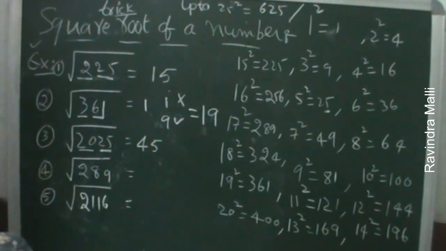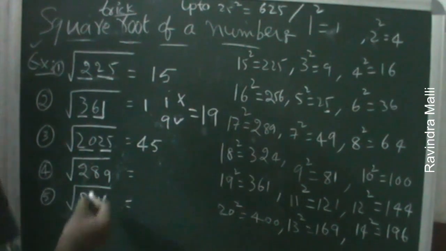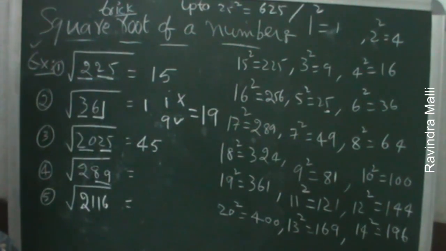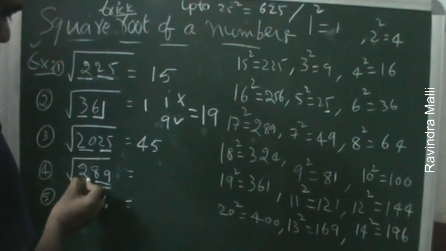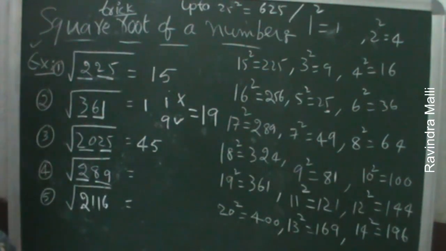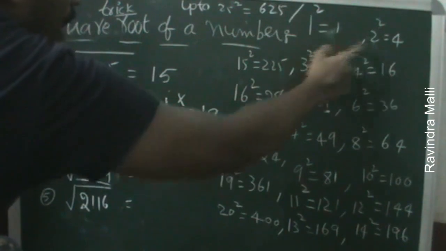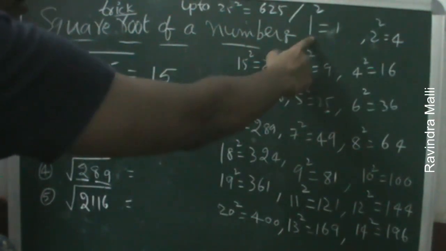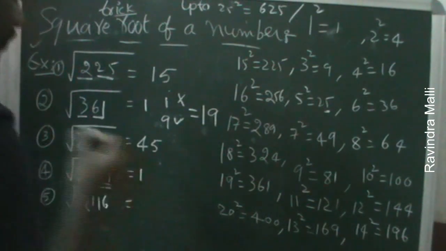Take the next example. First step is to separate the last 2 digits as a single part, and the remaining is the other part. For 2, find the approximate square root of 2, either 1 square or 2 square. 2 square is greater than 2, 1 square is less than 2, so consider 1.